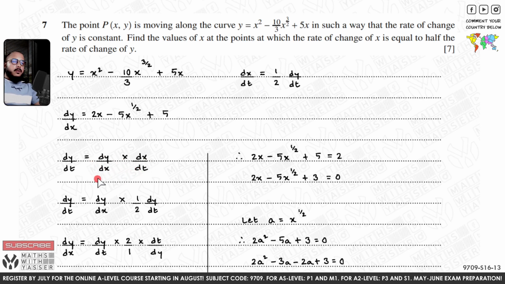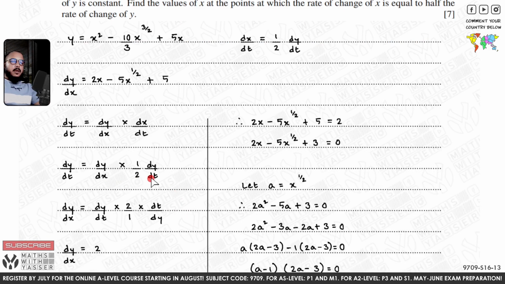So now we can also say that dy by dt can also be written as dy by dx times, instead of dx by dt, we can say half of dy by dt. According to the question, it was given that dx by dt equals half of dy by dt. So we are simply replacing it with this. Now it becomes easier to solve.